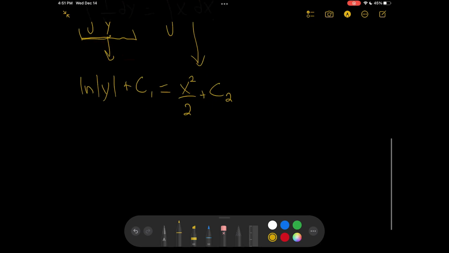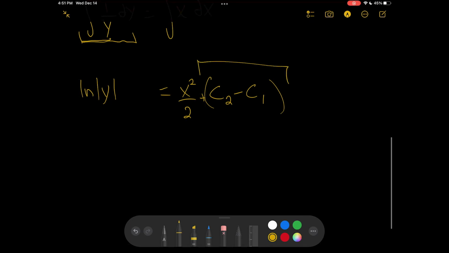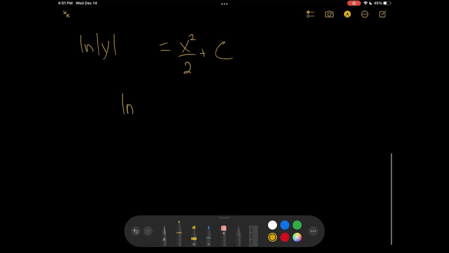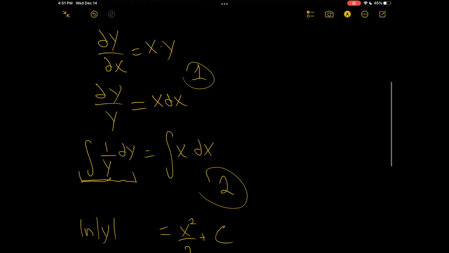We'll call this c2. Since c1 and c2 are arbitrary constants, we don't actually know what they are yet, so I'm going to subtract c1 from both sides of the equation. So now we have minus c1 on the right-hand side, and we're going to combine both of these and call this c3. Since it's still an arbitrary constant, instead of calling it c3, we're just going to call it c, just to keep things simple. So we have the natural log of the absolute value of y is equal to x squared over 2 plus c. Now, we've completed step 2 successfully.